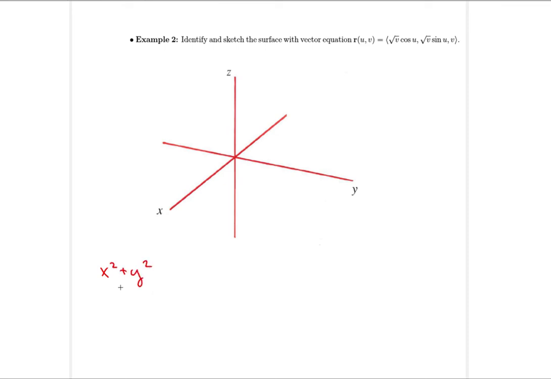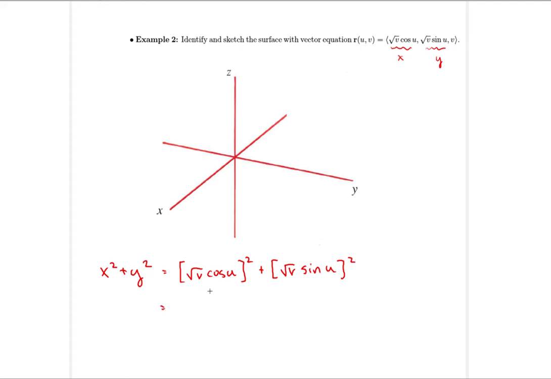So I'm starting off with a statement about x and y because that's traditionally the way that we've looked at surfaces. But according to this formula, we know that this is the x and this is the y. We can rewrite this in terms of u's and v's, just like this. Okay, and then let's see what we can do to simplify this.